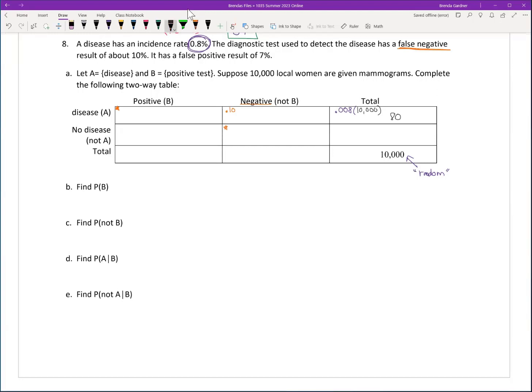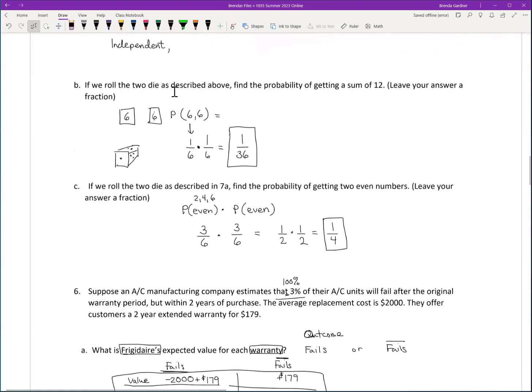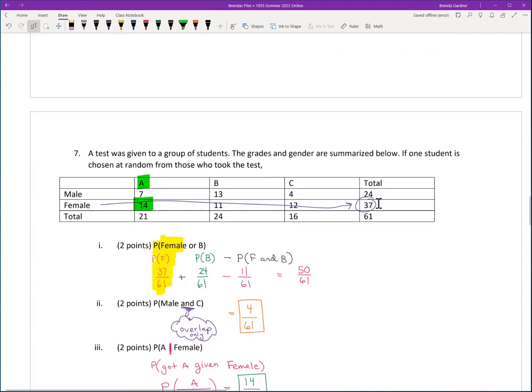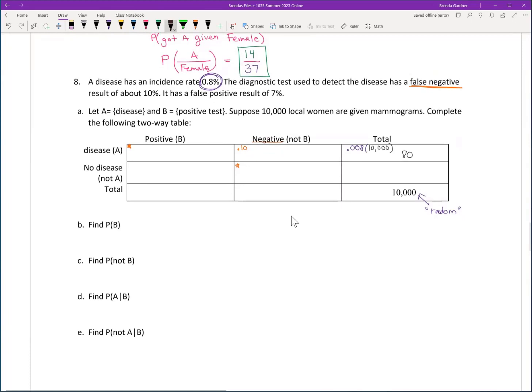In this case, sort of similar to, I jumped back up to my grades question right above, the female, right? So the 14 out of 37, we're only going to look on the row where that's occurring. So I'm going to take 10% of the 80 because only 80 people have the disease. So 10% of them would get a false negative result. So I'm going to take 10% of 80, not the 10,000, which would be 8. So 8 people would be getting a false negative.